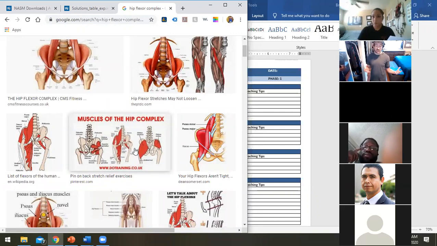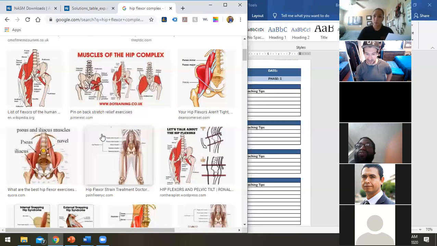The more actions that a muscle has, the more likely it is to be overactive. That's why the lats is on so many big bad guy lists, right? It does internal rotation. It does shoulder extension. It does shoulder adduction. It does a little bit of spinal extension. It does a lot of stuff. Therefore, it is often one of our big bad guy muscles.